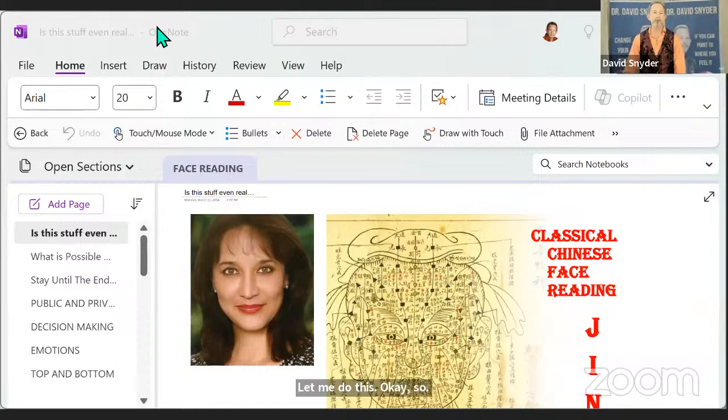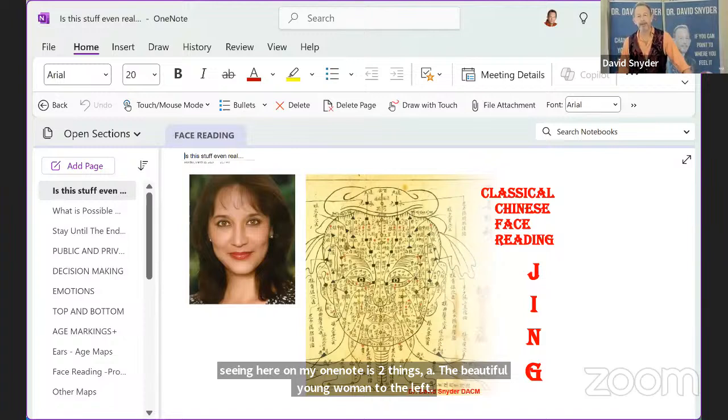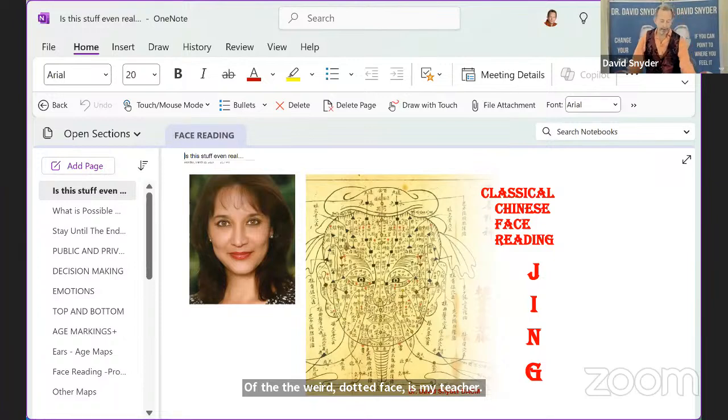Unlike some of my other webinars, this is a program or a class that is very, very graphics dependent. So what you're seeing here on my OneNote is two things. A, the beautiful young woman to the left of the weird dotted face is my teacher. This is Lillian Pearl Bridges. She inherited the face reading system that I'm going to be sharing with you through her family. She passed away in, I think it was 2020 or 2021.